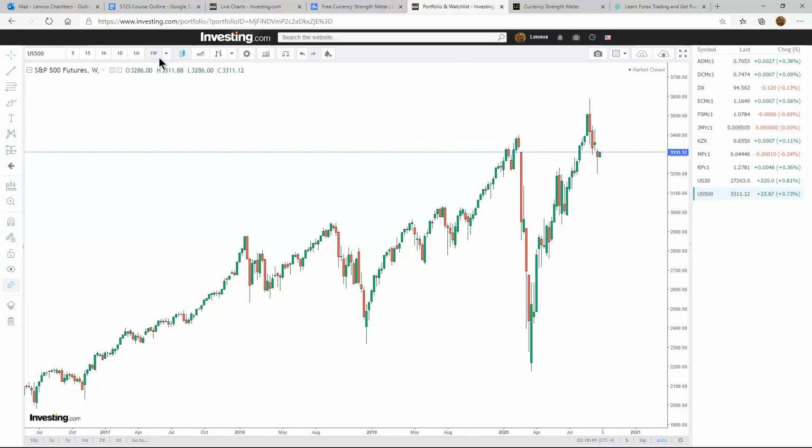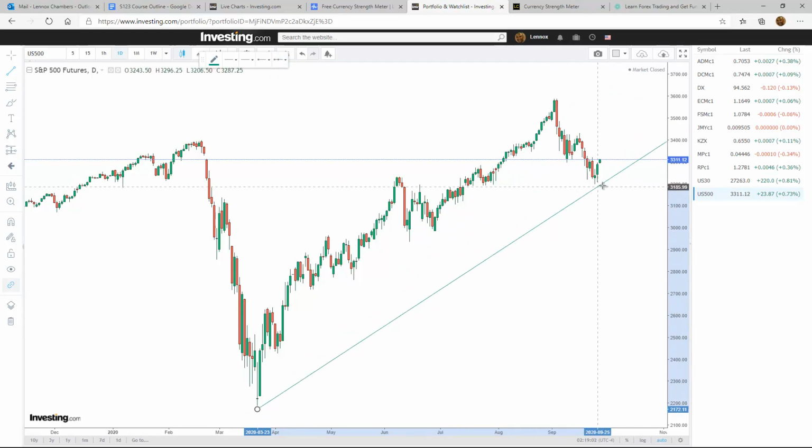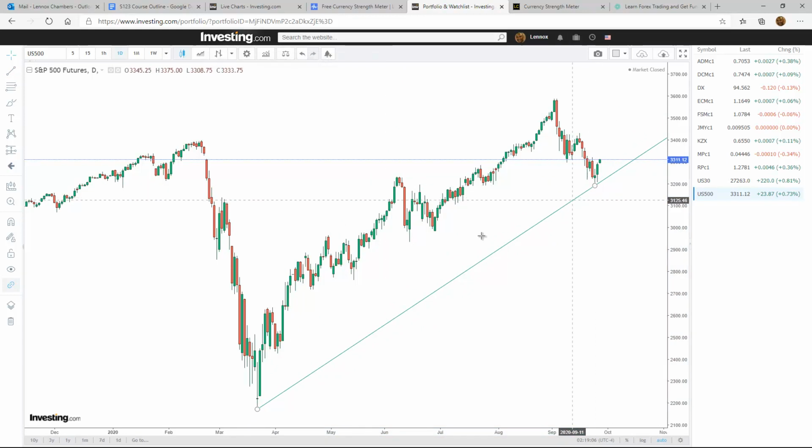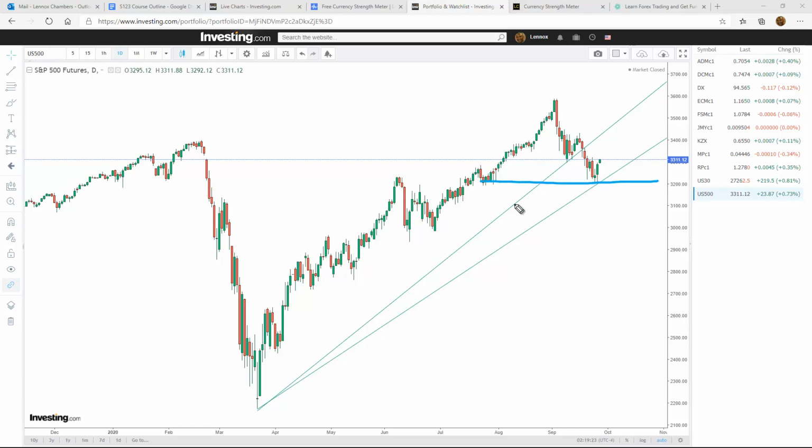And on the daily, basically, what I'm seeing here is, if we were to draw a trend line like this, we've been in this move to the upside, very strong. You know, the previous trend line would have been something like this. We broke through that trend line to the downside, but however, we have touched this support area here.